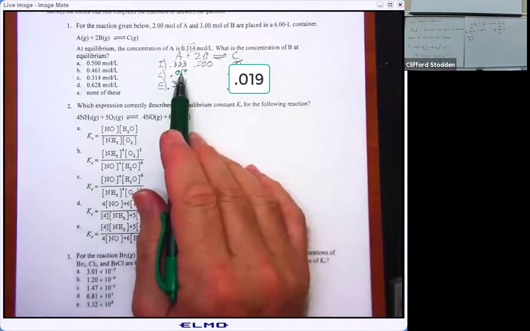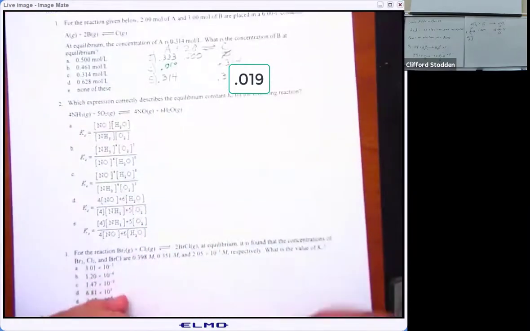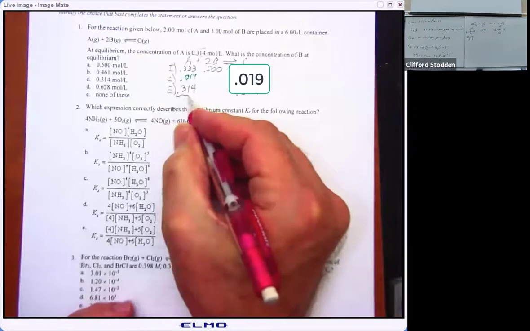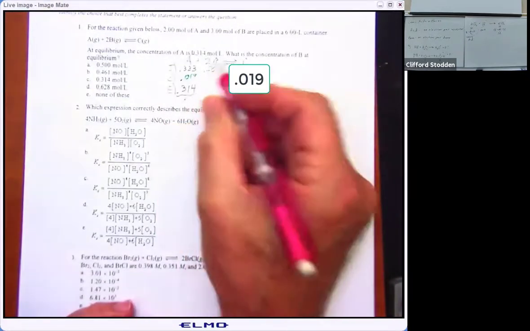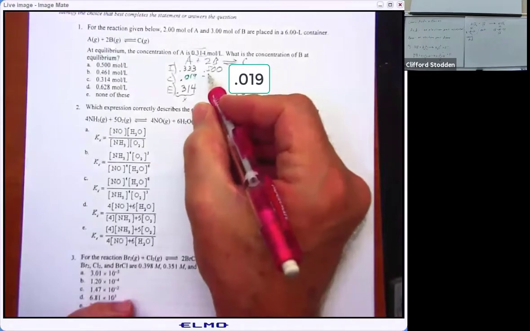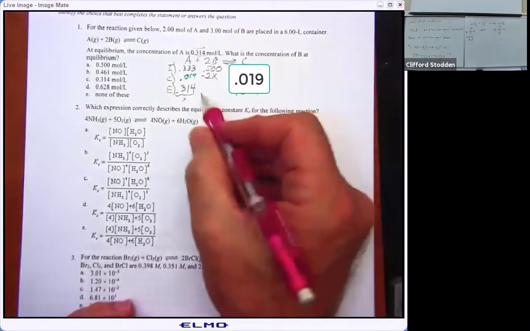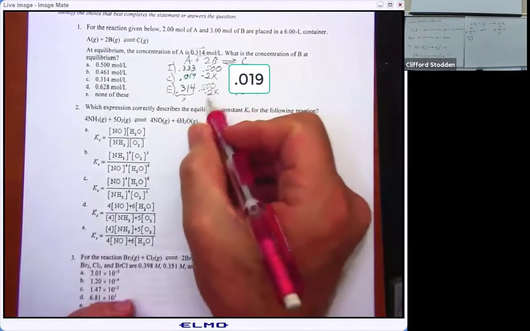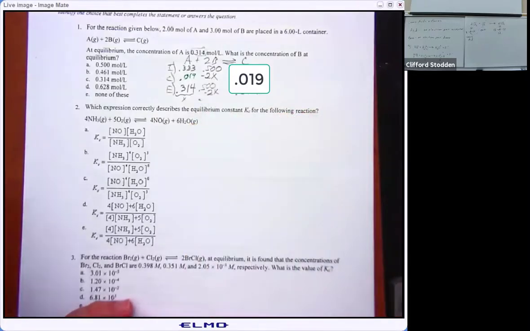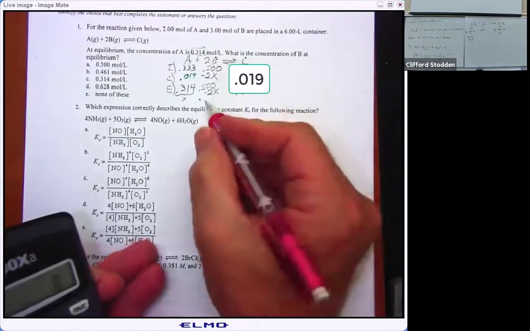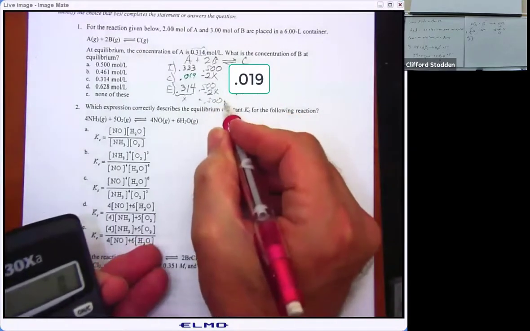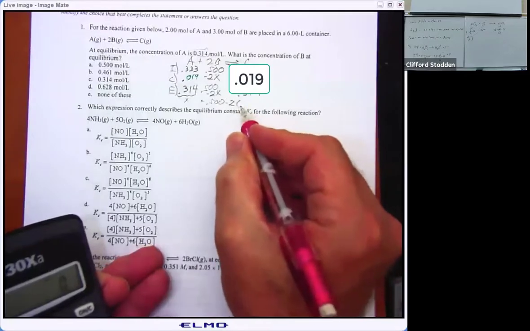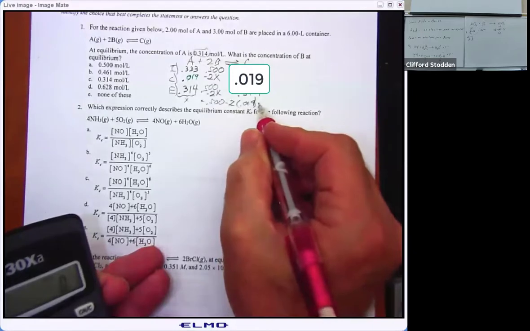Now, this is X, okay? So this 0.314, that is our equilibrium value. Now B has a 2 in front of it, so you have to remember that change would be minus 2X. So the equilibrium value would be 0.5 minus 2X. Okay? And we've got to see what that is then. So we have to multiply, I'm sorry, we have to multiply the 0.019 by 2. So this is going to be 0.5 minus 2 times 0.019 for the B.